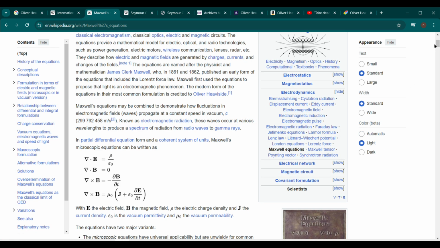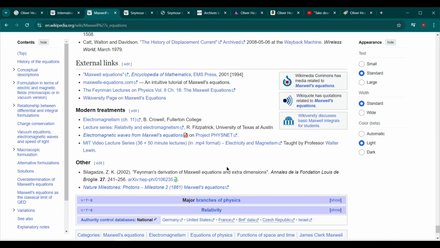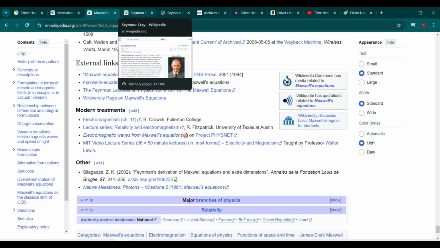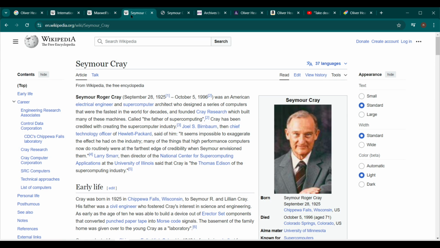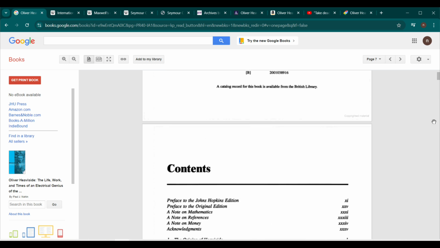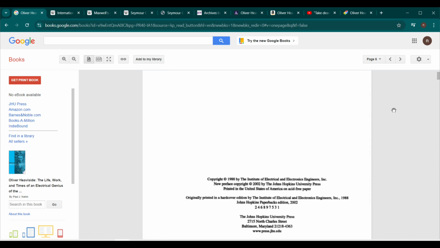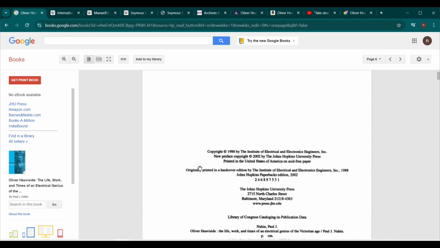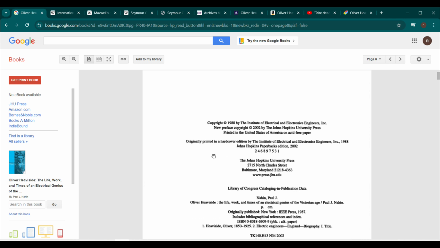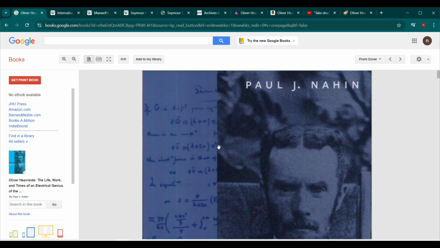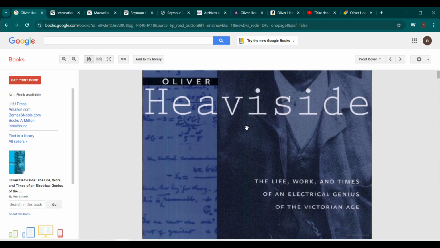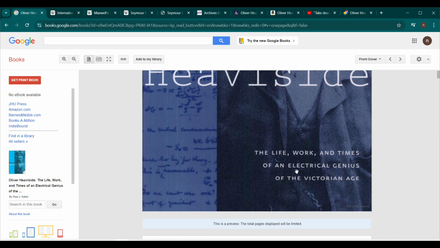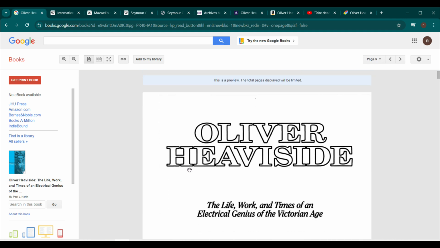in the sources they referred to this book here, maybe not here, but there was this electrical engineering professor in 1987 or so, who wrote the first edition of this book, in '88, and then he also added a second edition in 2002. And it's basically this book, Oliver Heaviside, The Life, Work, and Times of an Electrical Genius in the Victorian Age.